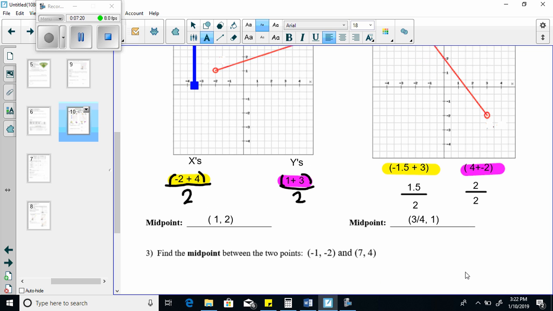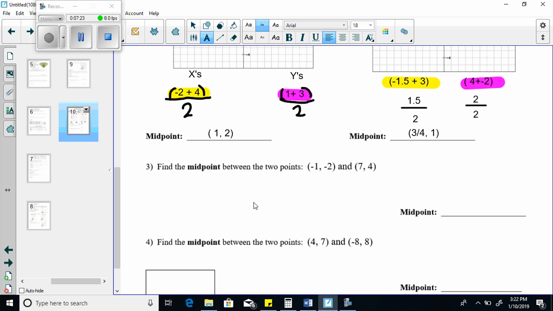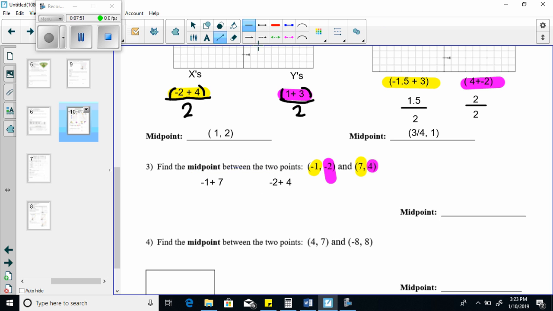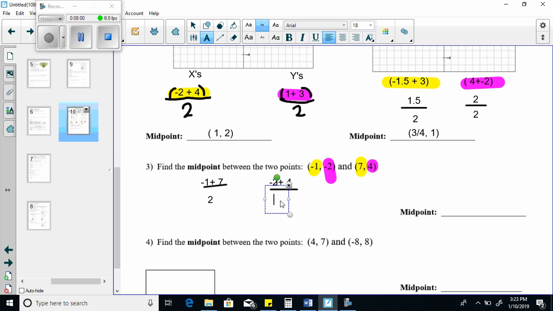All right, coming down here, it says find the midpoint between 2 points. It doesn't give you the graph, which is fine because we can't count it anyways. Okay, so I'm going to come through here. I'm going to highlight my x's that I know I'm going to add together and my y's. Right? I'm going to set those equations up. I'm going to be adding -1 plus 7 and dividing that by 2, and then I'm going to be also adding -2 plus 4 and dividing that by 2 to get my x's and my y's. Okay, so this will be my x value, this will be my y value.